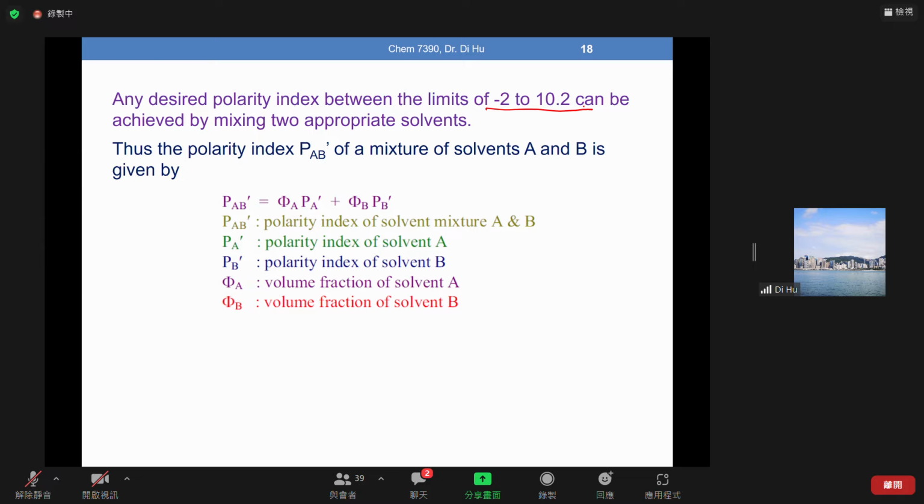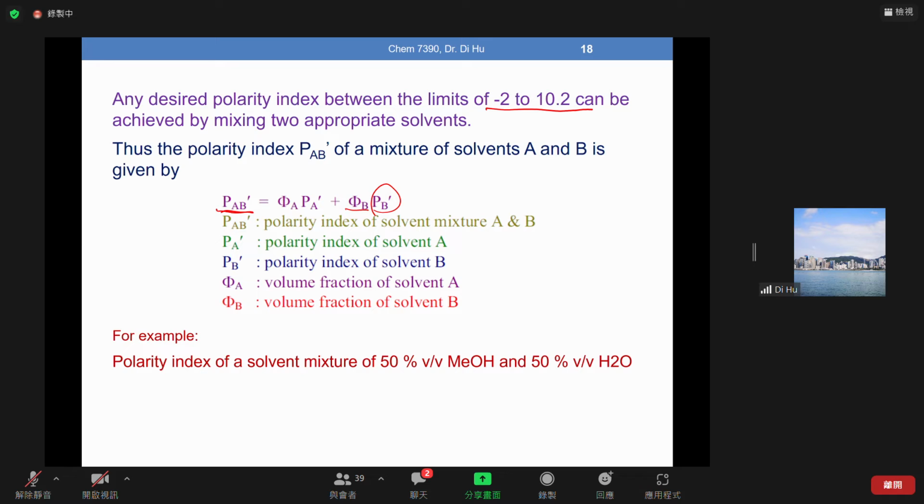And how do we calculate that? That's very easy. The polarity index of the mixed solvent, P prime AB, for a mixture of solvents A and B, we can calculate using this equation, where phi A is the volume fraction of solvent A, P prime A is the polarity index of solvent A, phi B is the volume fraction of solvent B, and P prime B is the polarity index of solvent B.